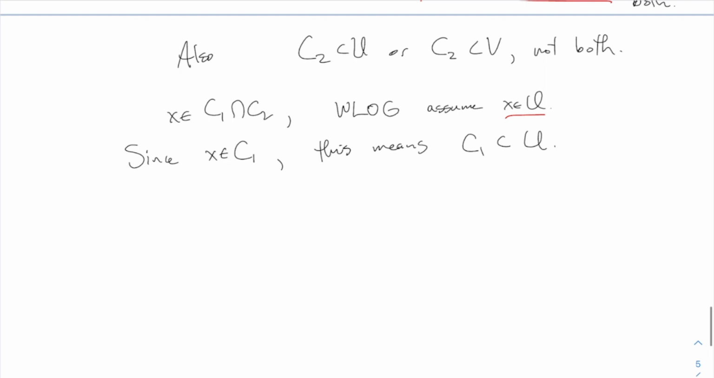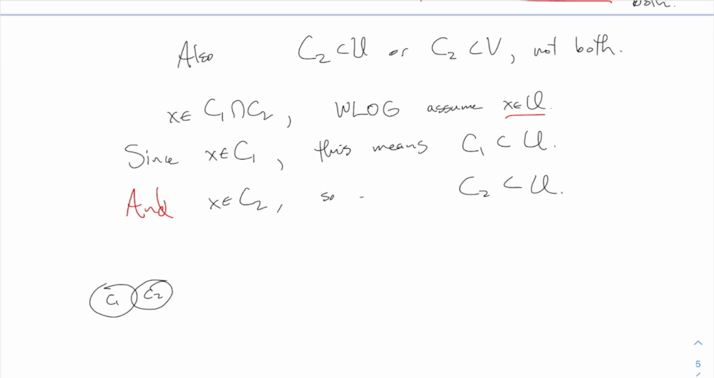But X is also in C2. It's in the intersection, right? X is in C2. So for the same reason, C2 is also in U. Both C1 and C2 are inside of U. That is a contradiction with something or other, right? What it means is the picture actually looks like this. C1, C2, U is here, and V just doesn't have any stuff in it. That's what the picture actually looks like.